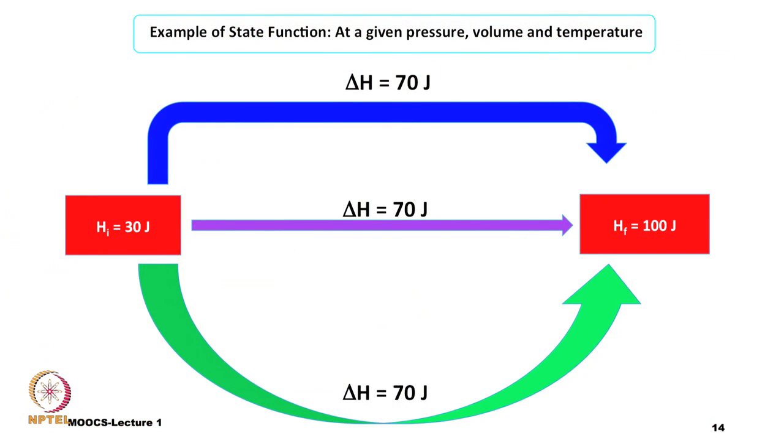This is an example of a state function: if you fix the pressure, volume and temperature, and you have an initial enthalpy of 30 joule and a final enthalpy of 100 joule, whether you follow the green path, the violet path or the blue path, the change in enthalpy is going to be the same irrespective of the path followed.